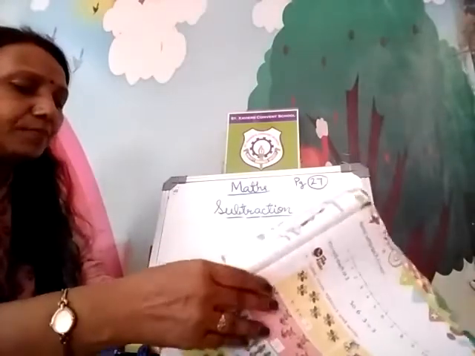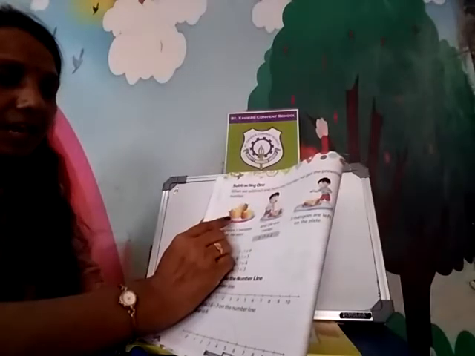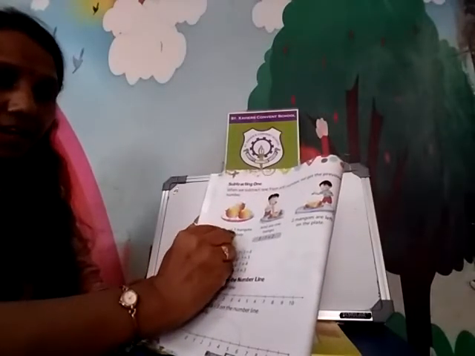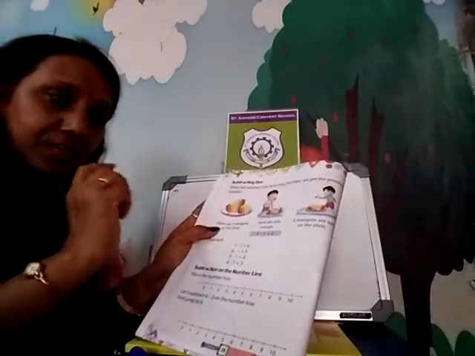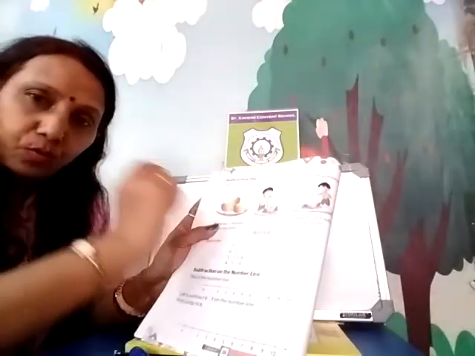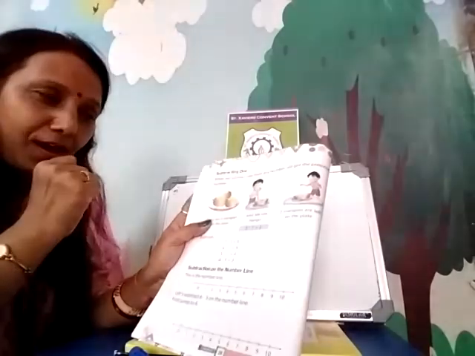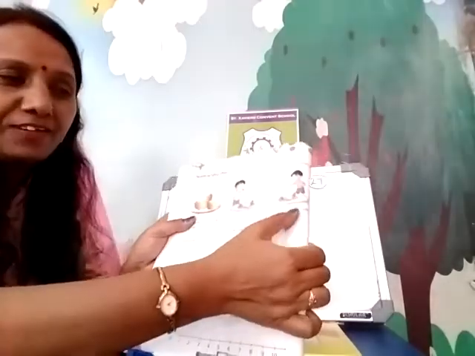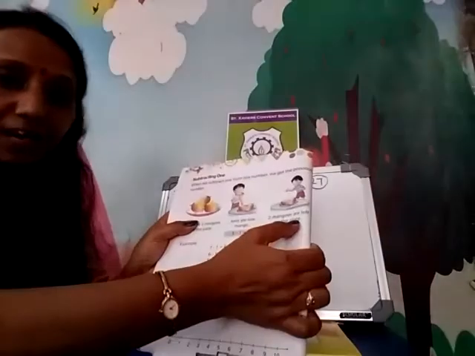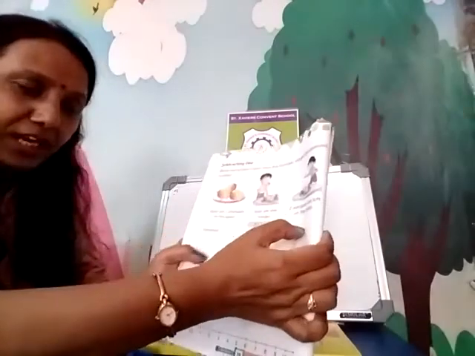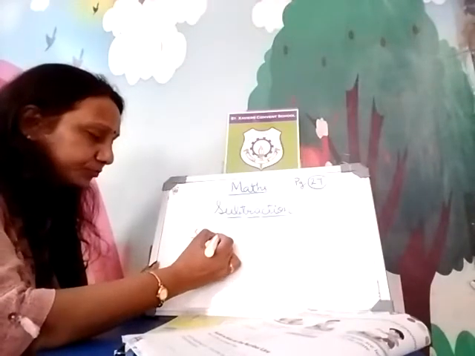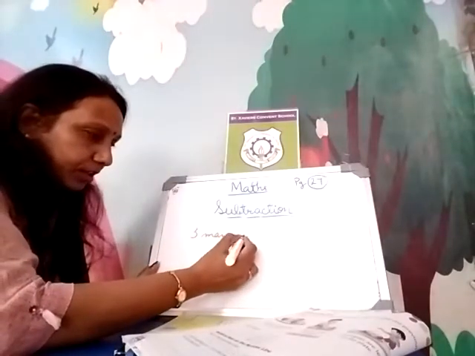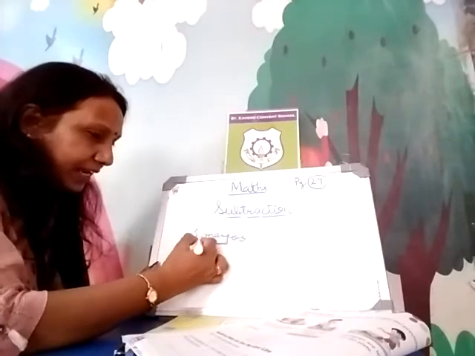Now open page number 28. Here you can see in a plate there are 3 mangoes, and Amit ate 1 mango. Wow, very yummy. And how many left now? 2 mangoes are left in the plate. Okay. There were how many mangoes? 3 mangoes in a plate.